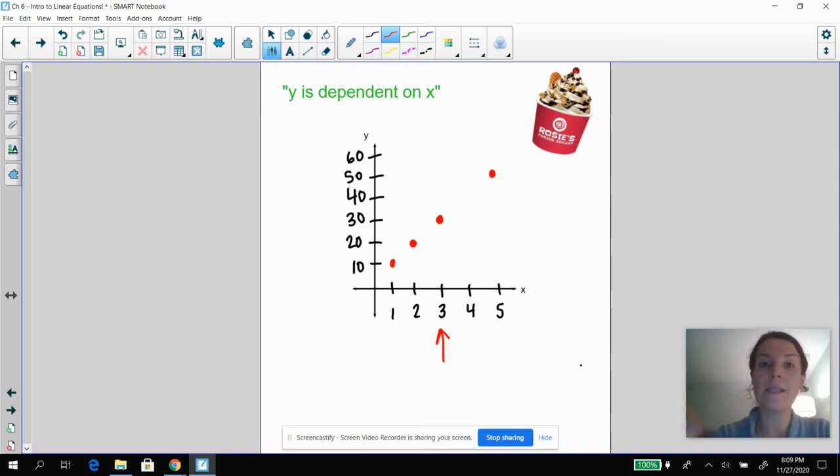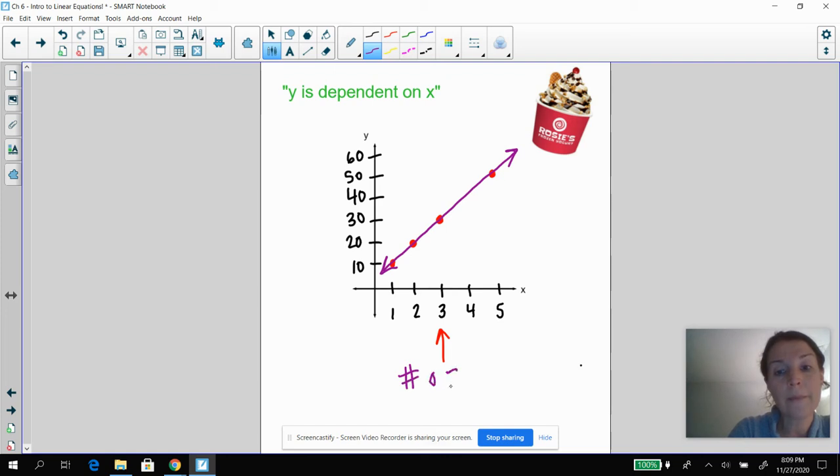So now look what happens here. We've got a nice little line. And this line represents the relationship between X and Y, because here is the number of ounces that I put into my cup.